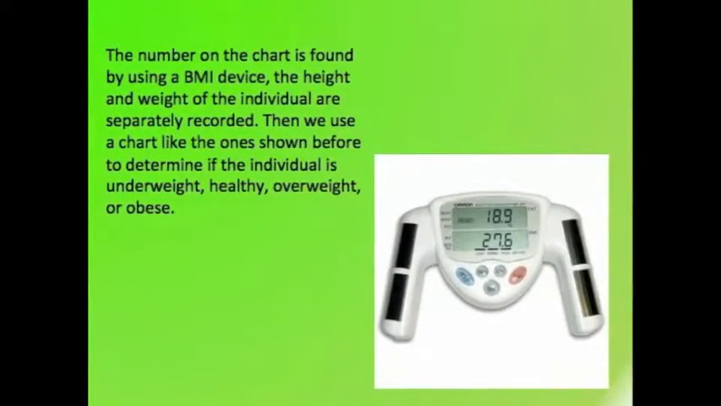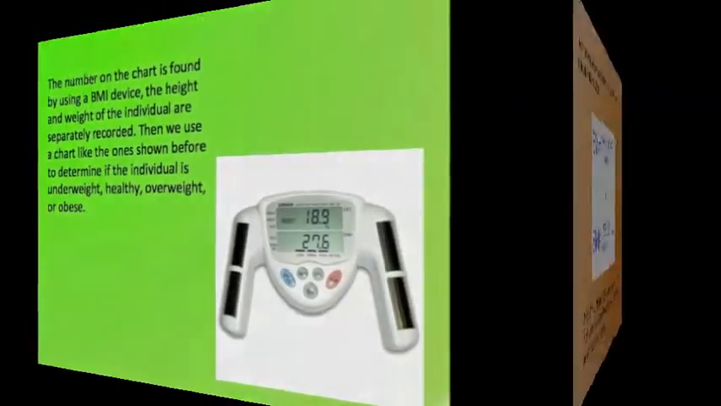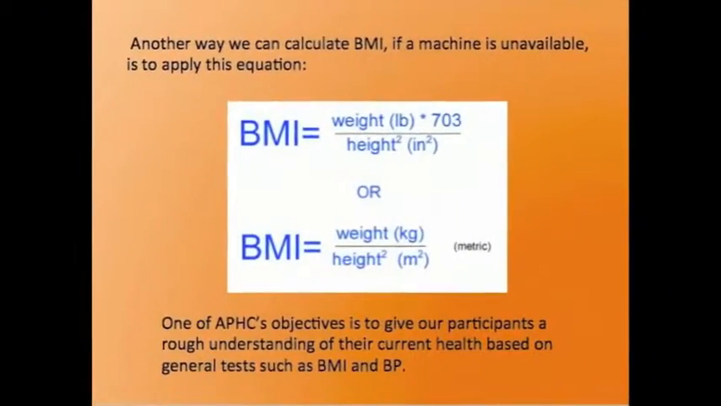The number on the chart is found by using a BMI device, and the height and the weight of the individual are separately recorded. We then use a chart like the ones shown before to determine if the individual is underweight, healthy, overweight, or obese. Another way we can calculate BMI if a machine is unavailable is to apply this equation. One of APHC's objectives is to give our participants a rough understanding of their current health based on general tests such as BMI and BP.